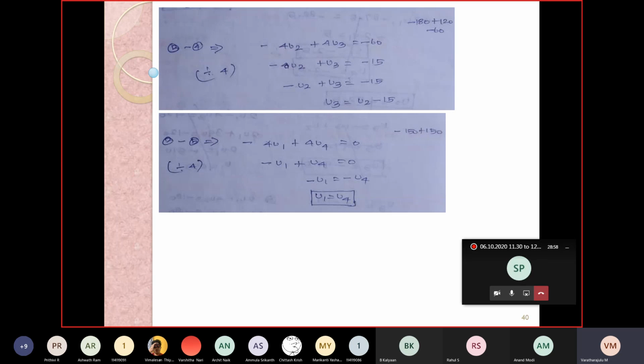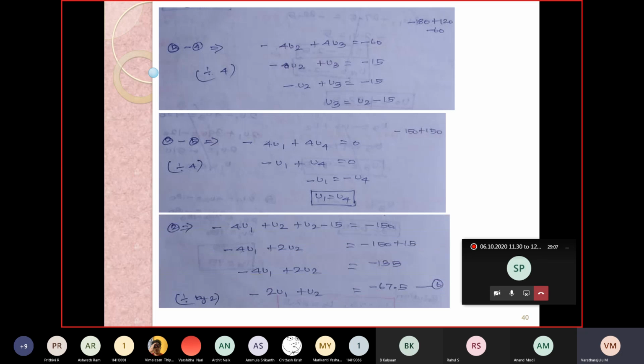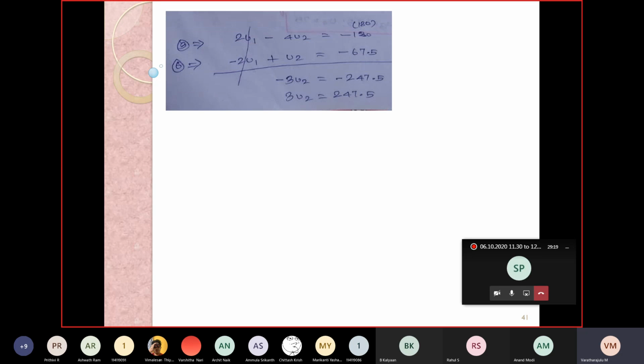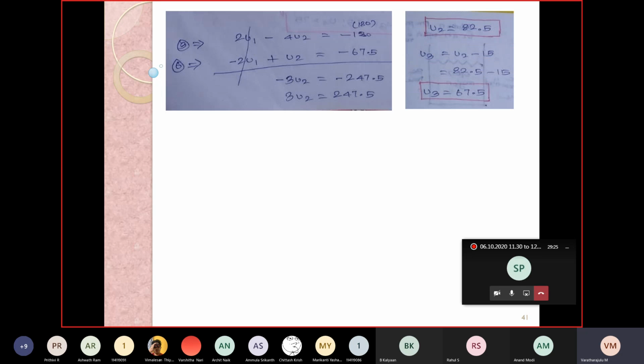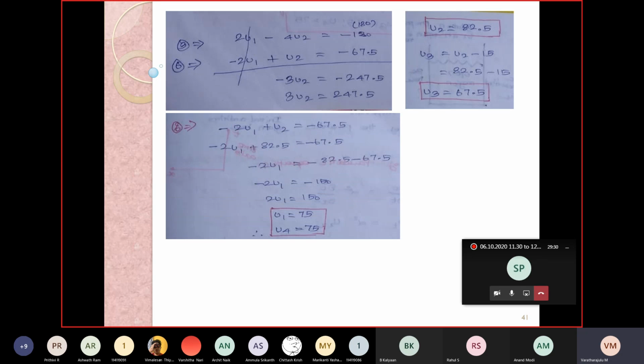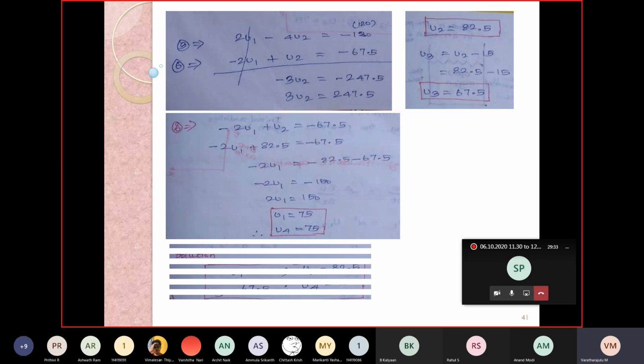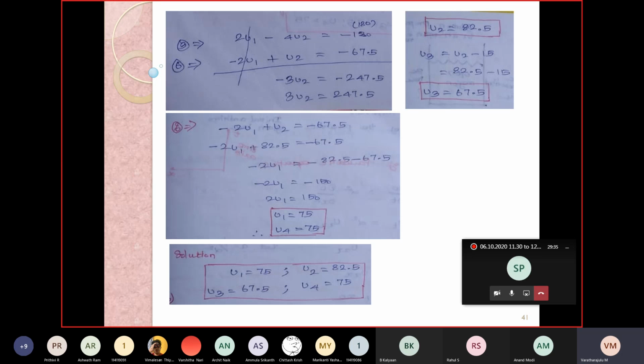Equation 3 minus 4 relates u3, u2, and equation 2 minus 5 relates u1, u4. From equation 2 we can get u1 and u2, and by solving the third and sixth equations, we get u2 equal to 82.5, u3 equal to 67.5, u1 equal to 75, and u4 equal to 75. Therefore, the solution is 75, 82.5, 67.5 and 75.